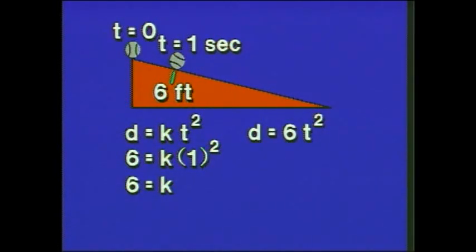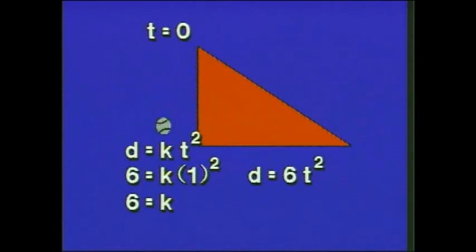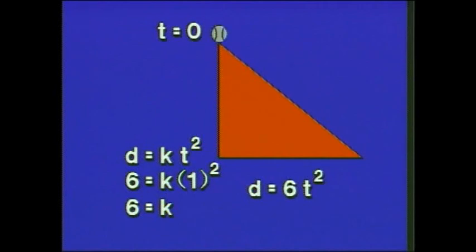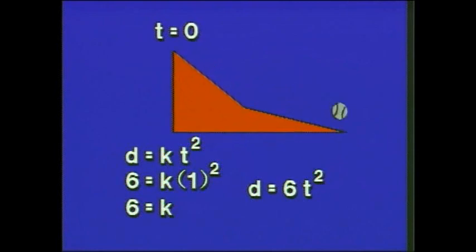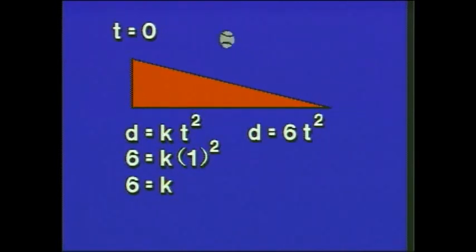But let's realize that this distance and time relationship is true only for this particular inclined plane. That is, if we considered a different inclined plane, then the original experiment would be somewhat different. In 1 second on this inclined plane, for example, the ball might roll 10 feet. So our value of k would be different for this particular inclined plane. Well, let's go back to our original inclined plane and continue with our problem.